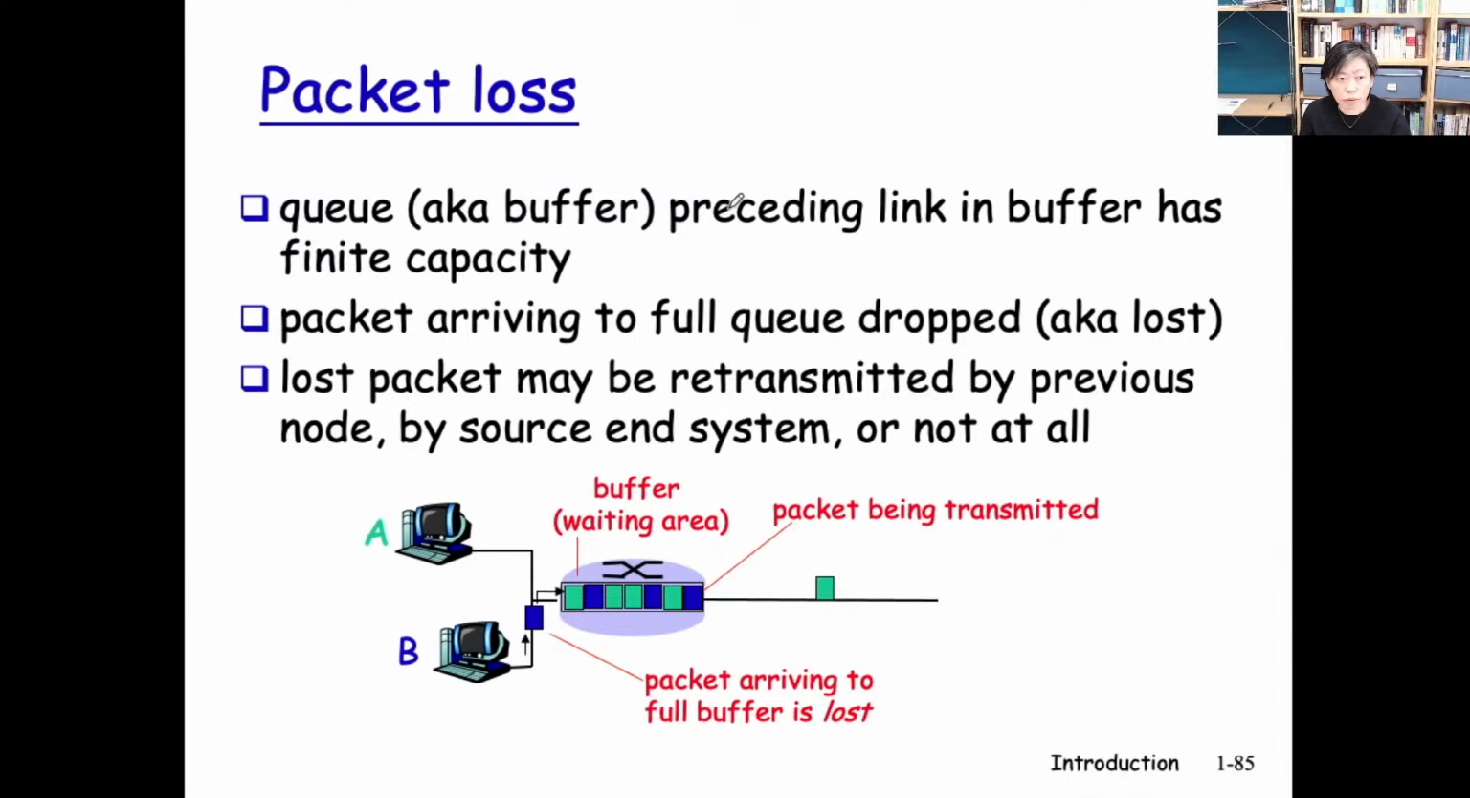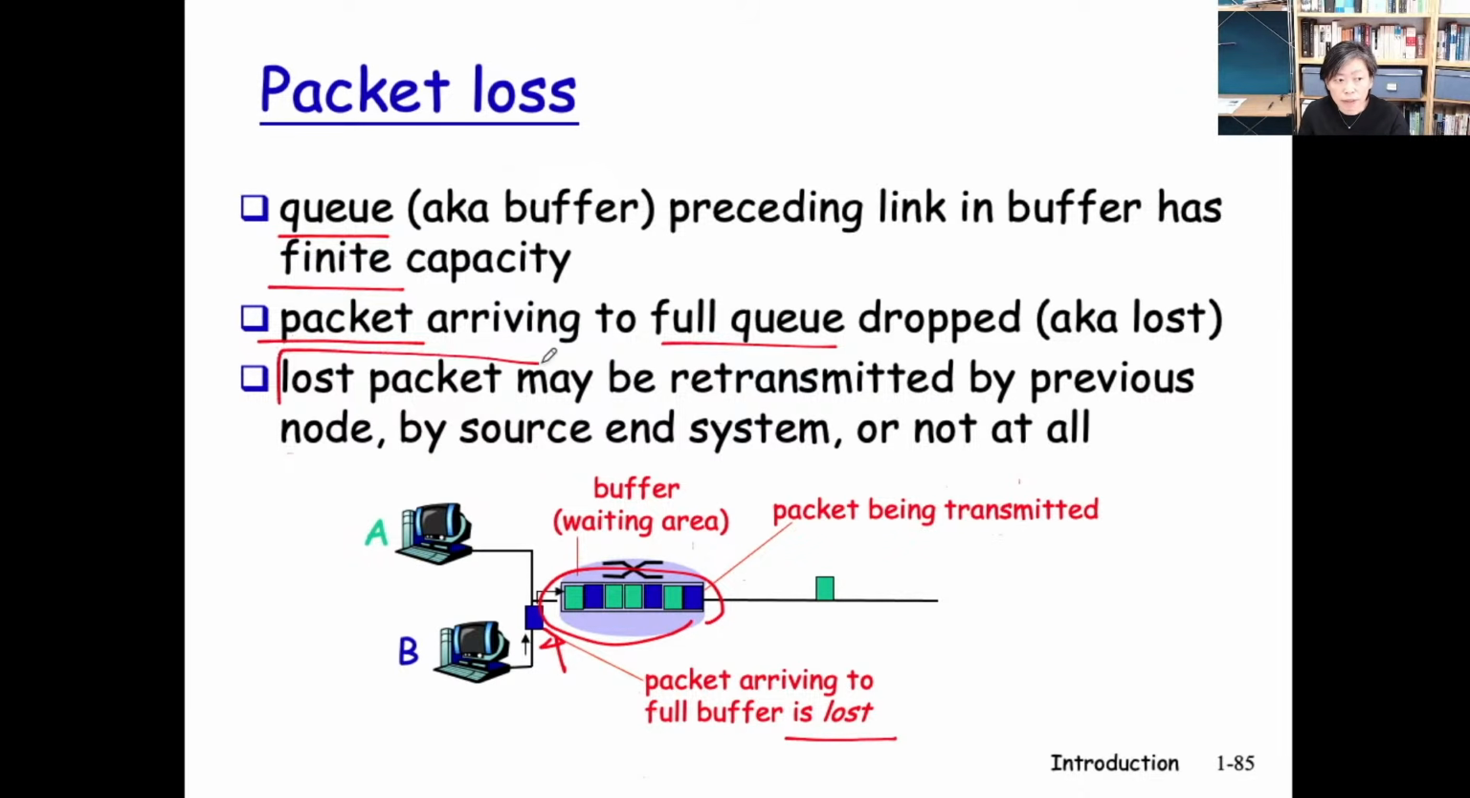Packet loss is a lot more straightforward. You see, it's because the queue is finite in capacity. So in case a packet arrives when the queue in the router is already full, this packet will need to be dropped. That's why we see packet losses.